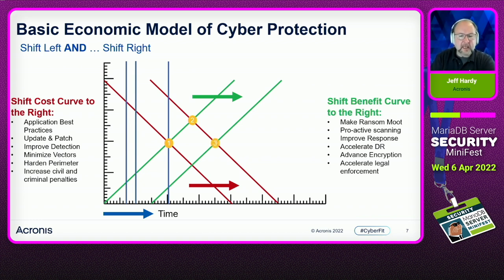And now you can see that by shifting the cost curve and the benefit curve, we have gained time and made ourselves not an attractive target. We are now more expensive. We are maintaining that distance. So it's persistently more expensive in time, money, resources, effort to compromise our system than it is the value they may potentially get from us.